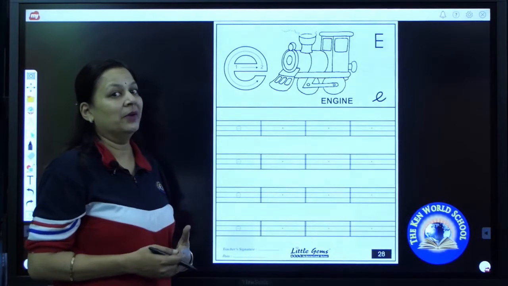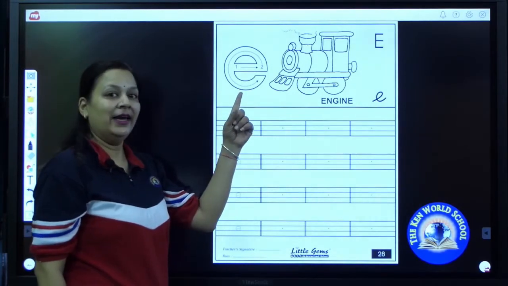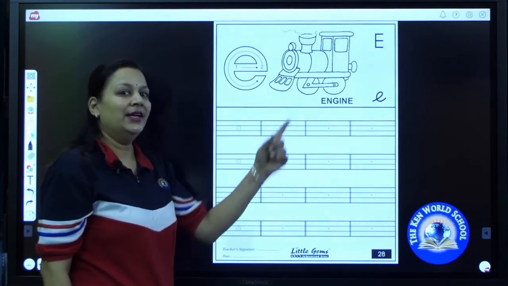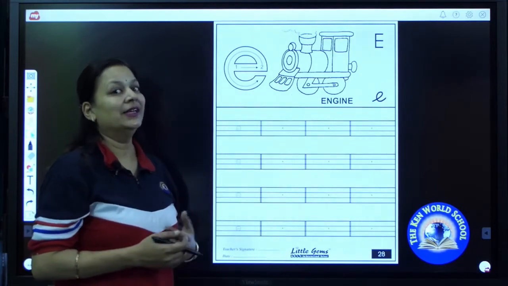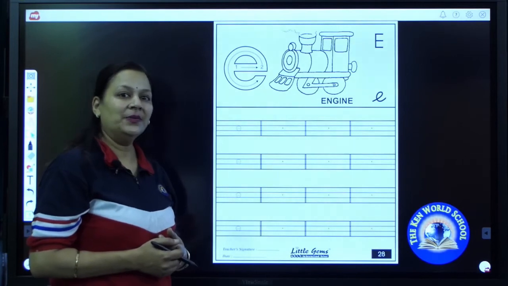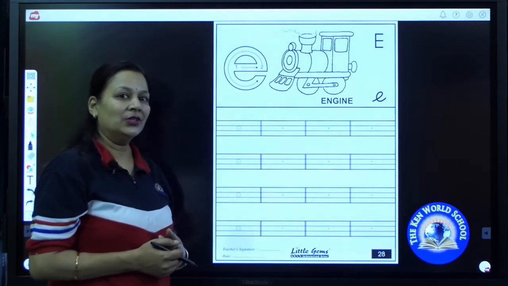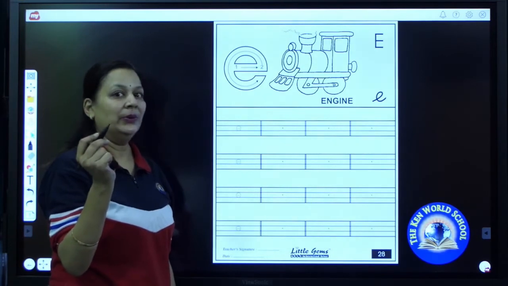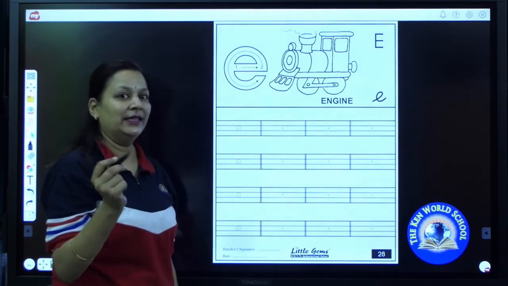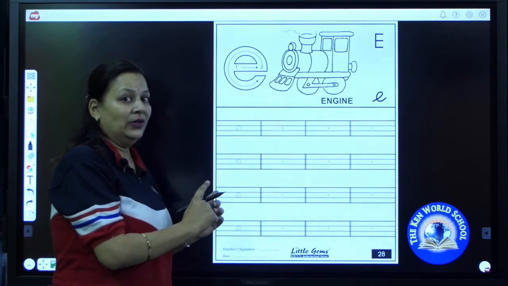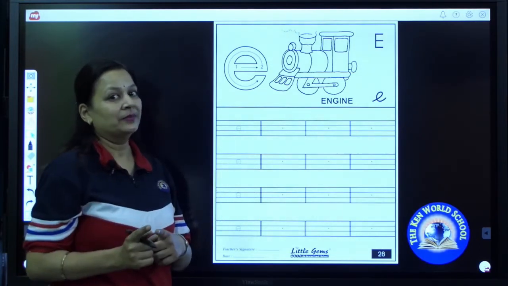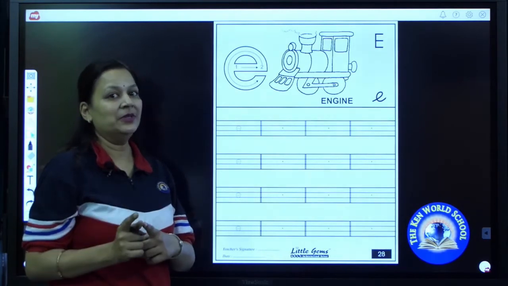Speak loudly with ma'am. E says eh. E as in engine. Now sit properly with your back straight. Hold your pencils like this and don't look here and there while writing. First of all, look on the board how I am writing, then you have to copy. So you will write after me.